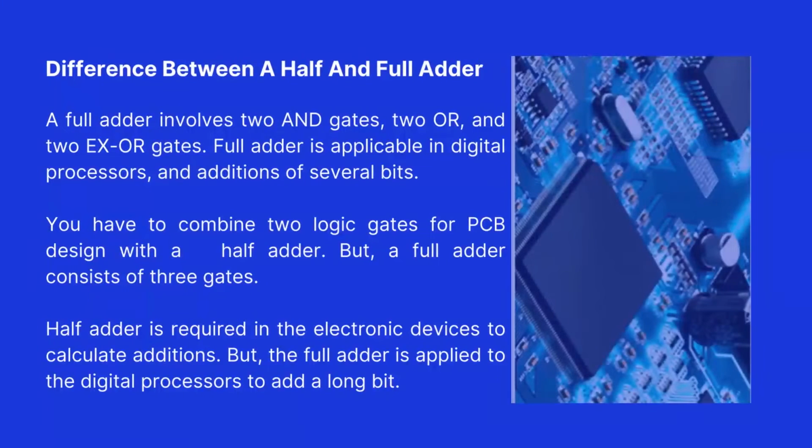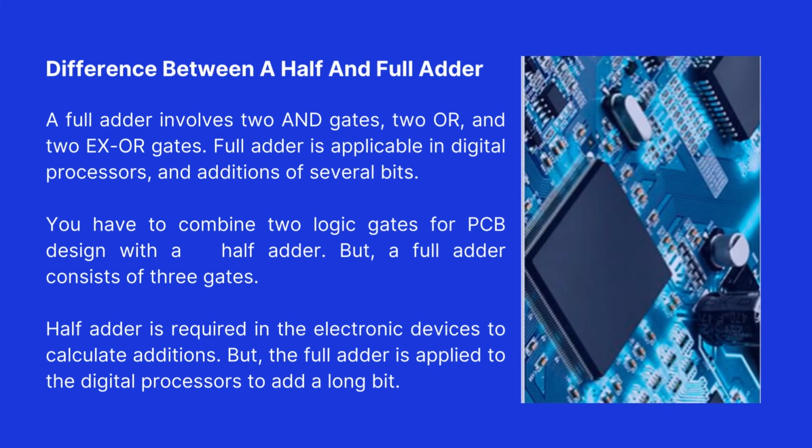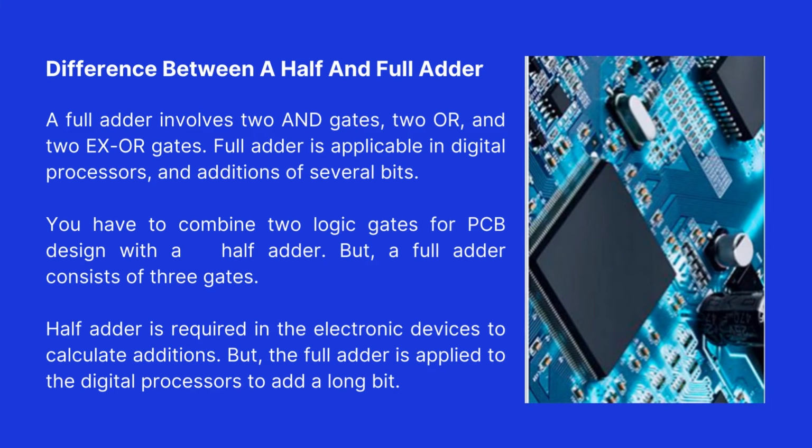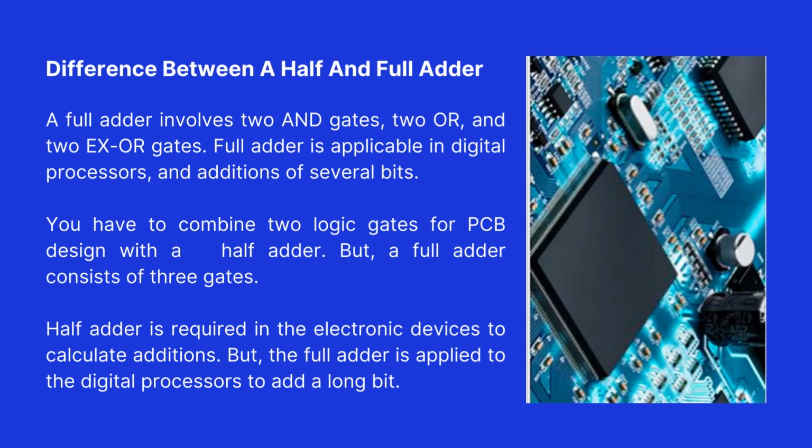Difference between a half and full adder. A full adder involves two AND gates, two OR, and two XOR gates. A full adder is applicable in digital processors and additions of several bits. You have to combine two logic gates for PCB design with a half adder, but a full adder consists of 3 gates.